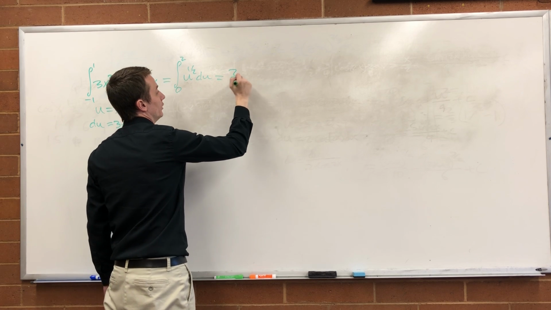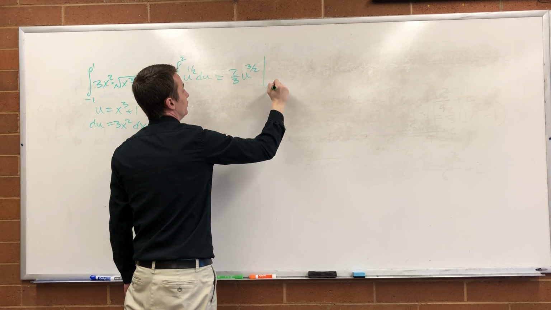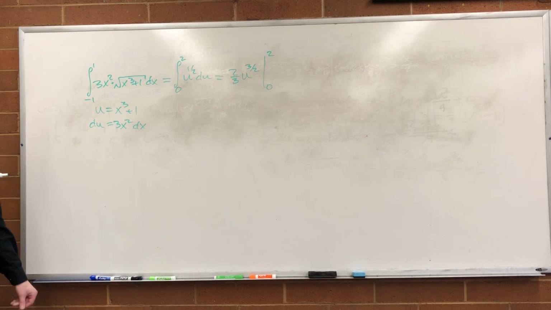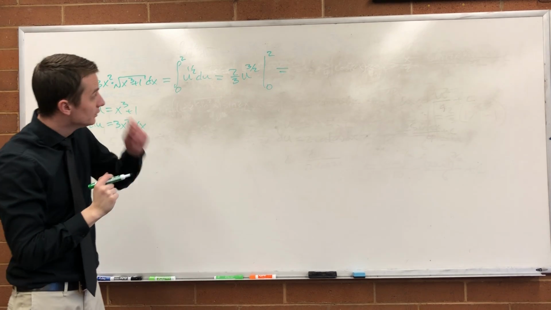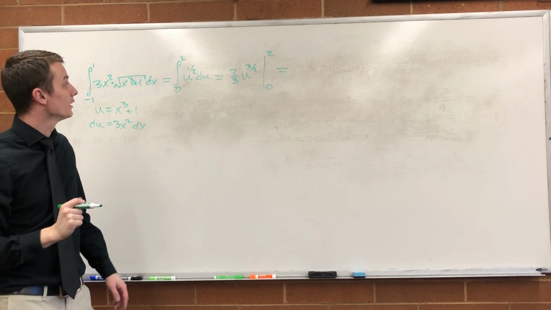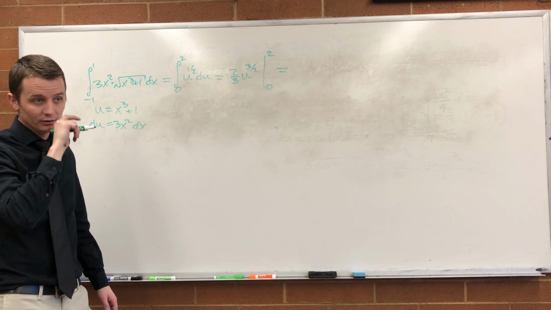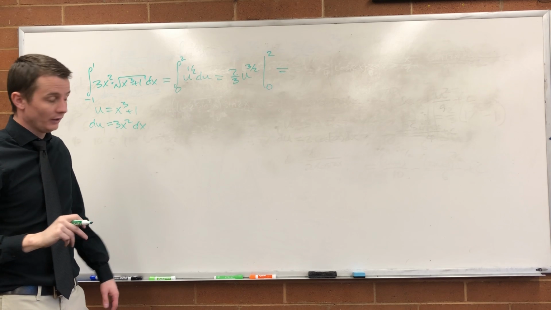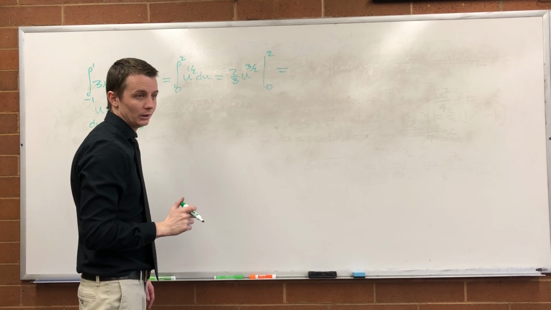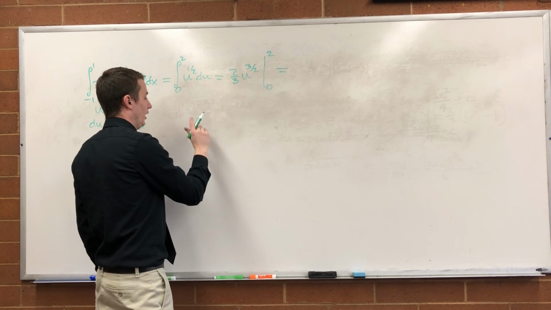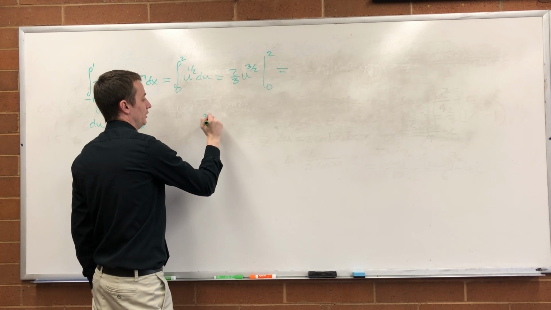So this is 2/3 u to the 3/2 evaluated from 0 to 2, which is equal to, when we plug in 2, what do we get? What's 2 to the 3/2? It's 2 square root of 2, right? So the square root of 8, or 2 square root of 2, however you want to think about it.